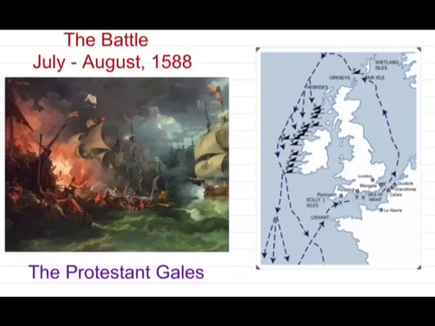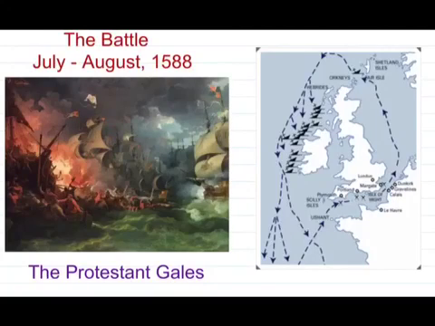And so, as you can see here, the battle, which lasted from July to August in 1588, set out from Spain. As you can see from the map here on the right, they started to come up and go into what's called the English Channel, and that's by the Netherlands, okay? And it's in the English Channel that they met the English ships.